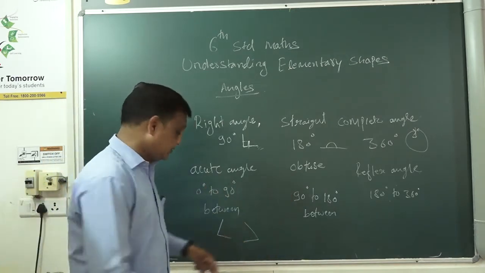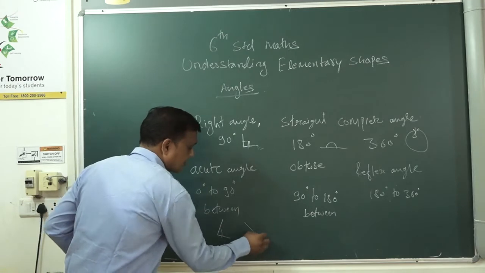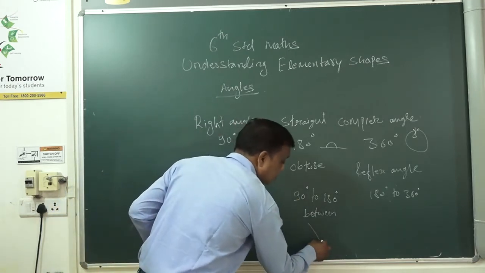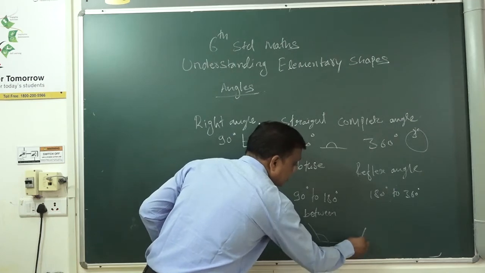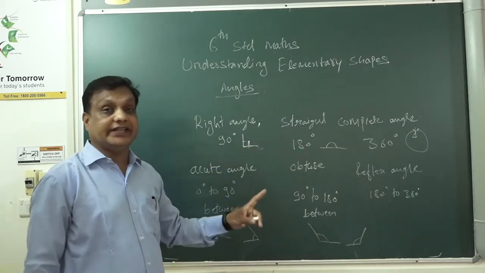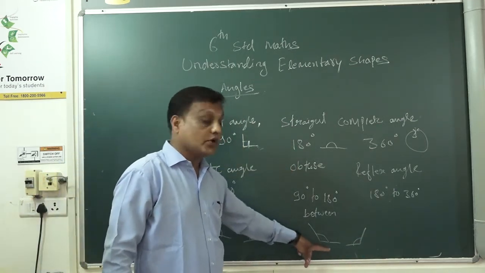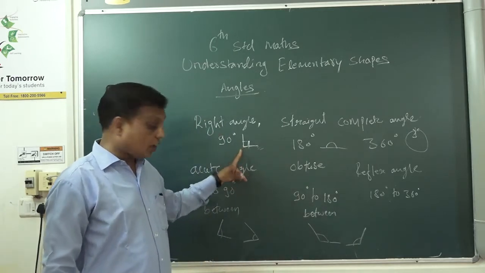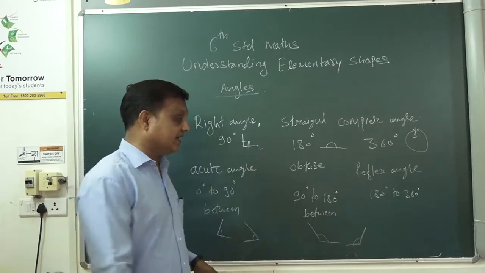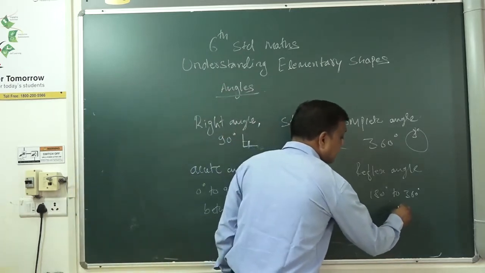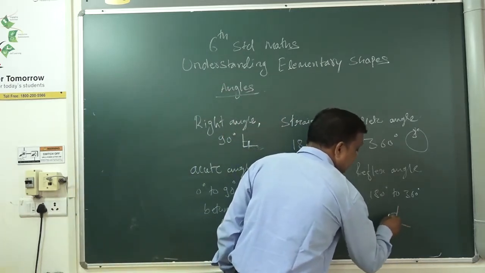And obtuse angle is an angle which looks more than an L. A figure which looks bigger than L, like a slide, is obtuse. And the acute figure will look smaller than an L. And reflex angle means an angle which is from the outside.